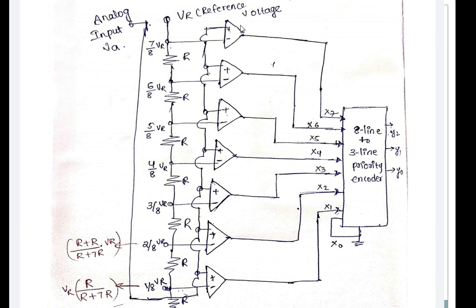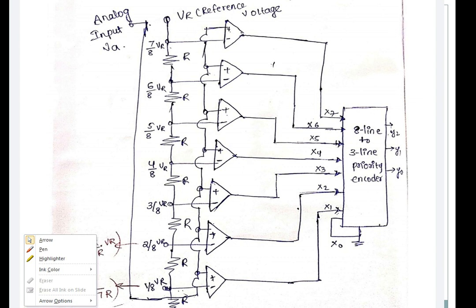Actually the comparator will compare the non-inverting terminal voltage with the inverting terminal voltage, and according to that it will generate a logic high or logic low signal. Here the inverting terminal of each comparator is connected to the voltage divider network, and the non-inverting terminal of each comparator is connected to the analog input voltage.